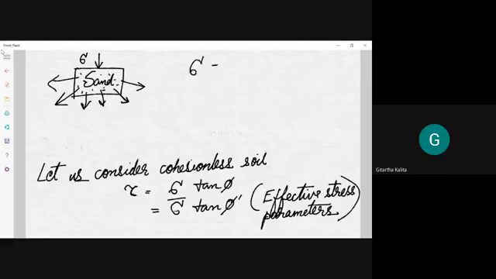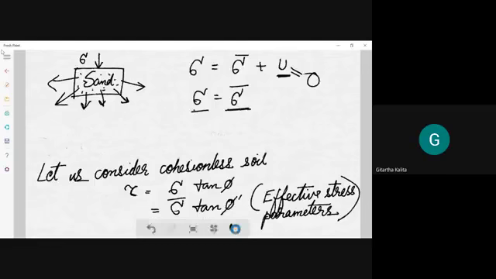So we know that sigma is equal to sigma bar plus u. If there is no u, because water has moved out, nothing left, so u is 0. So ultimately sigma is equal to sigma bar. That means stress becomes equal to effective stress. So that's why in case of cohesionless soil, we always take in terms of effective stress. No water, so effective stress remains.